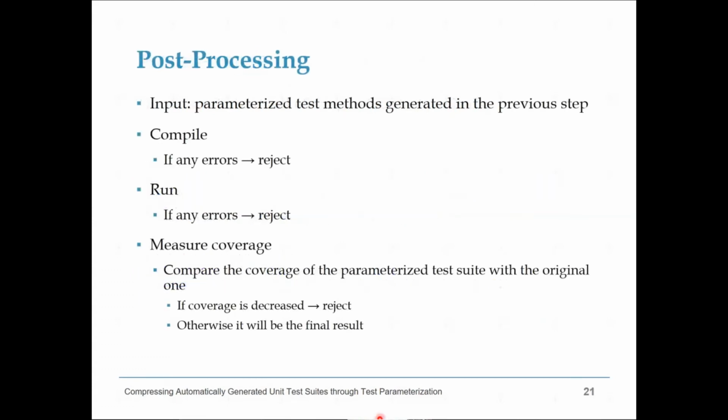And this is the last phase, which is called post-processing. The input is parameterized test methods generated in the previous step, which is compiled here, and if we have any errors, it will be rejected. Otherwise, it will be run. Again, if we have any errors, it will be rejected. Otherwise, we compare the coverage of the parameterized test suite with the original one. And if the coverage is decreased or if we see any degradation, it will be ignored. Otherwise, it will be chosen as the final result.